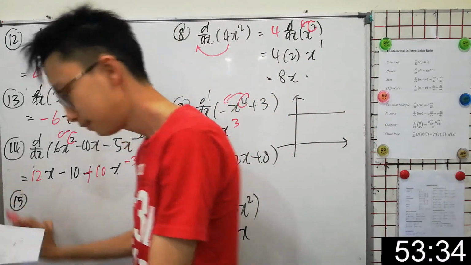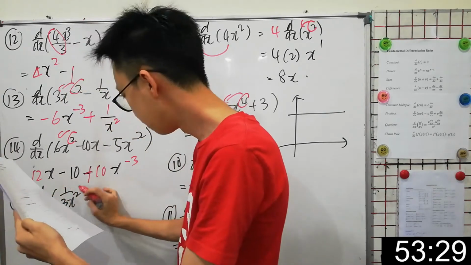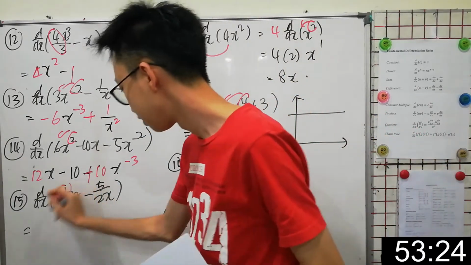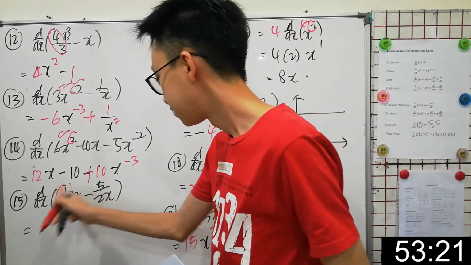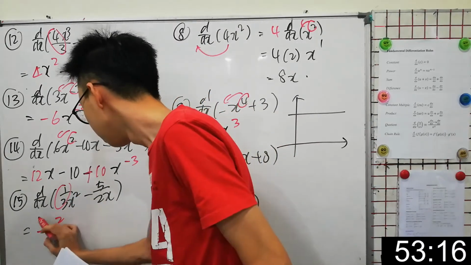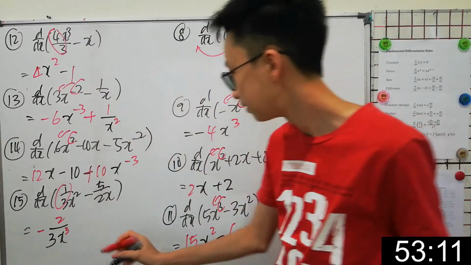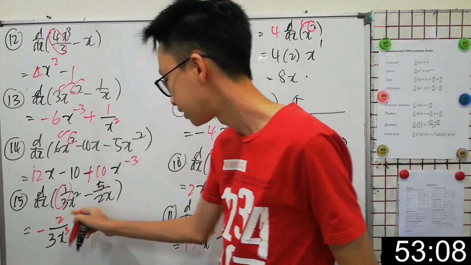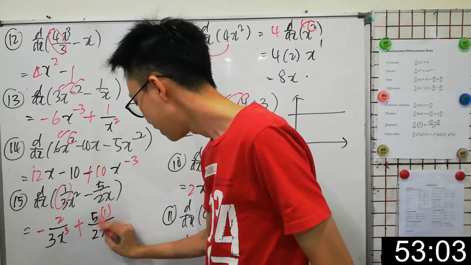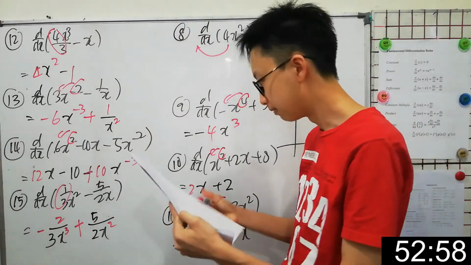Okay, then number 15. d/dx of, we have a lot of fractions here, minus 5 over 2x. Same thing. First this is a constant multiple, then you just change the sign, negative. Then the original power on top over 3x power plus 1. Simple, right? Then this one, power, you change the sign, then 5 times the original power over 2x squared. So this is actually just 5, right? Okay, then number 16.